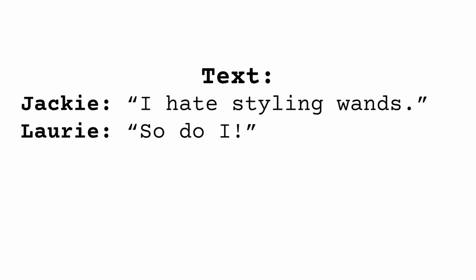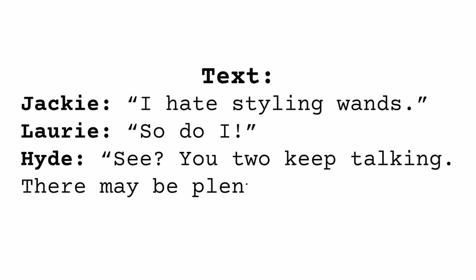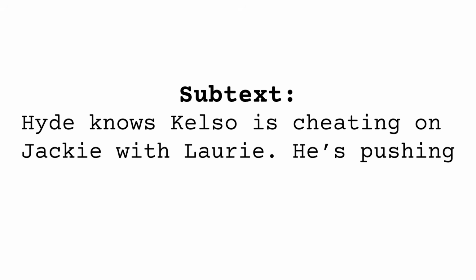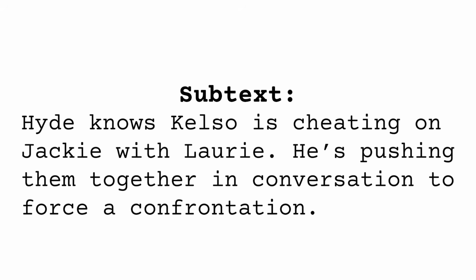Just to show you how crazy I can get with this, here are some rapid fire examples of mine. TV show, That 70s Show. Text, Jackie, I hate styling wands. Lori, so do I. Hyde, see, you two keep talking. There may be plenty of other things you have in common. Subtext, Hyde knows Kelso is cheating on Jackie with Lori. He's pushing them together in conversation to force a confrontation.